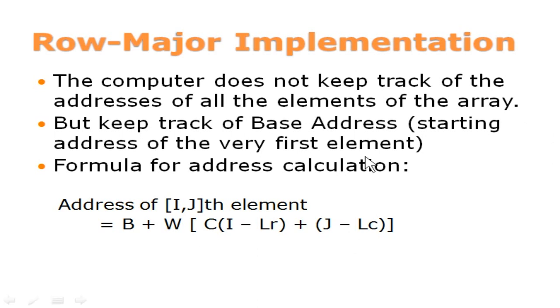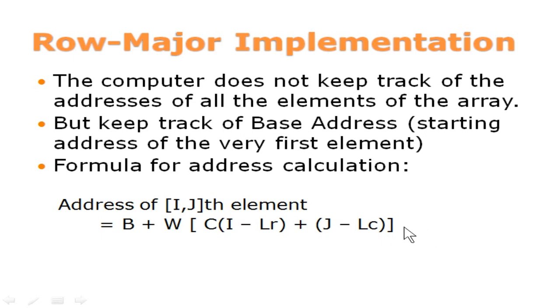So for calculating the address you need a formula. The address of the ijth element: you know the base address, and you want to locate the address of a particular element. To retrieve it, you need a calculation, that is, you need a formula. That is B plus W, and then open bracket, where you have C into (I minus LR) plus (J minus LC), and close the bracket. So this is the formula.